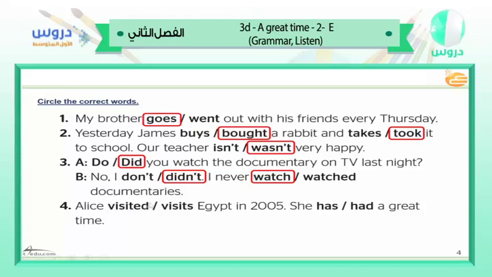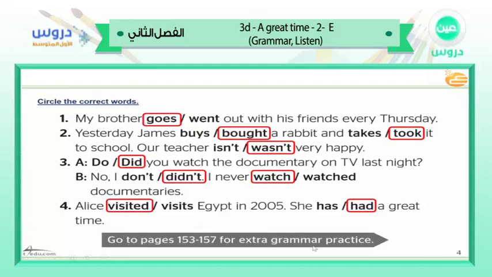Number four. Alice visits Egypt in 2005. What do you think? 2005. Now we are in 2017. So what do you think? This one is in the past. Of course it's in the past. Visited. Exactly. She has had a great time. We are still talking about 2005. She had, exactly. Had a great time. Beautiful.